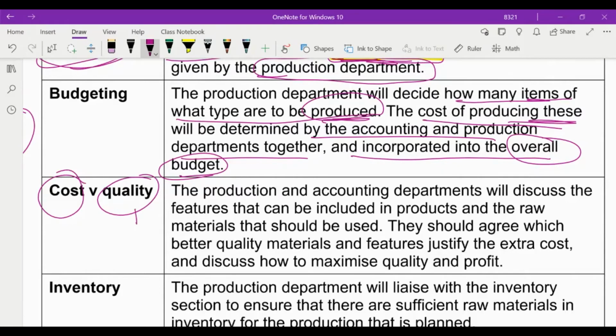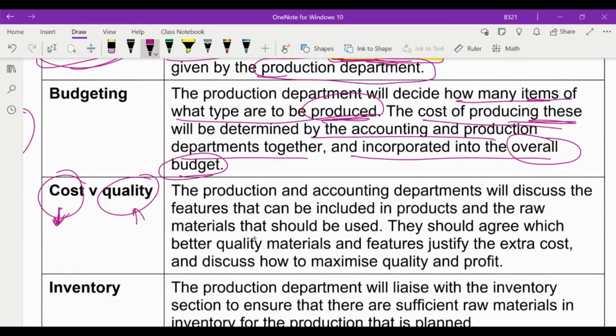See, if you try to increase your quality, obviously your cost will also increase. But the overall objective for an organization should be to reduce cost, at the same time increase quality, or to reach a trade-off where you are satisfied with the cost and with the quality as well, right? The cost is also not too high and the quality is also not too low. So this trade-off can be reached with the help of the accounts department.